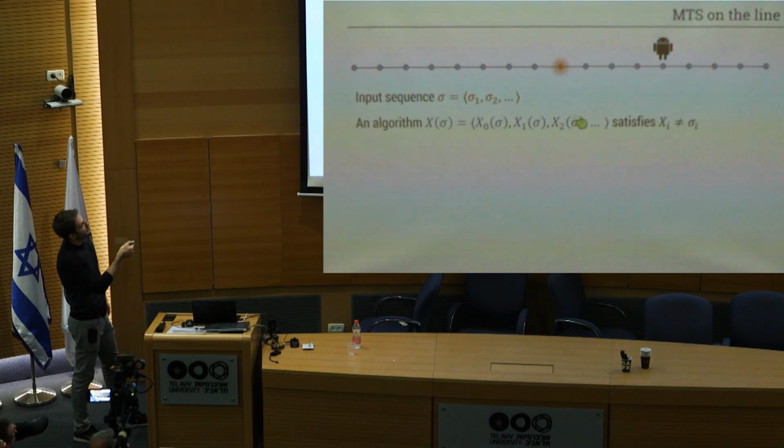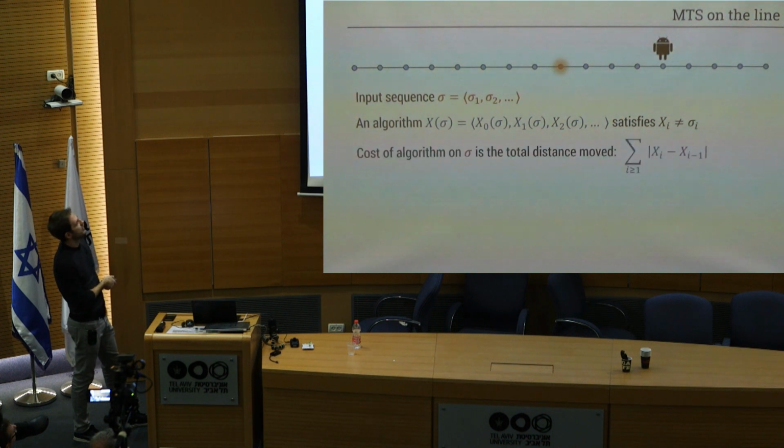So there's an input sequence, which are these orange dots. Your algorithm has this one constraint that if the dot comes at position sigma i, then you cannot choose that as your location.